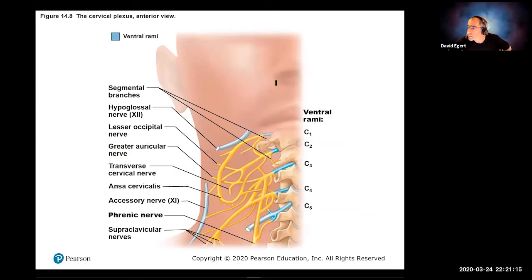We can start right here. This is what we call the cervical plexus. It's arising from cervical spinal nerves C1 through C5. As you can see, there's a bunch of different nerves that come out of here. There's only one nerve from the cervical plexus that you are responsible for. The only one you are responsible for is this dude, the phrenic nerve.